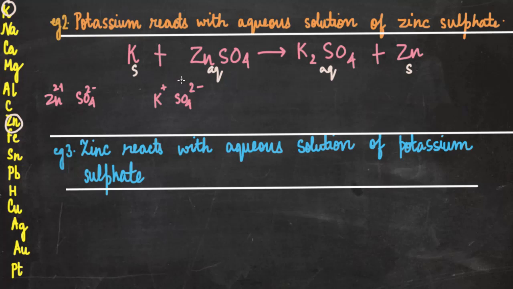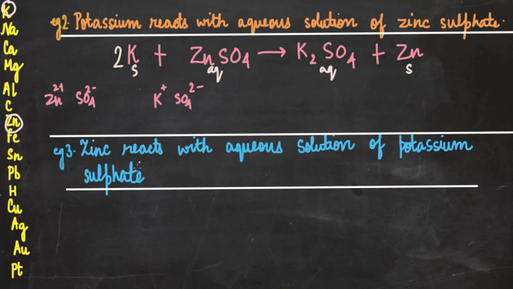Remember, many a time students make this mistake. They simply bring K over here and remove Zn. So instead of writing K2SO4, which is the correct formula of potassium sulfate, they just write KSO4. That wouldn't be correct. You have to consider the valencies of these ions when you're writing the chemical formula. So let's balance it. If we write a 2 over here, now it's balanced.